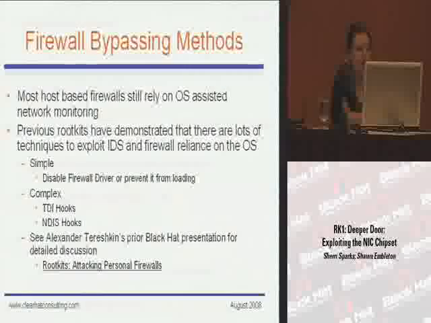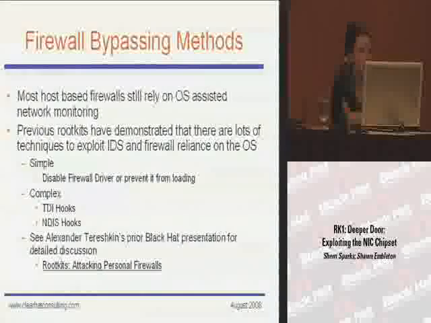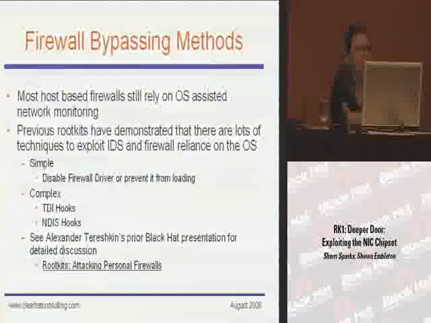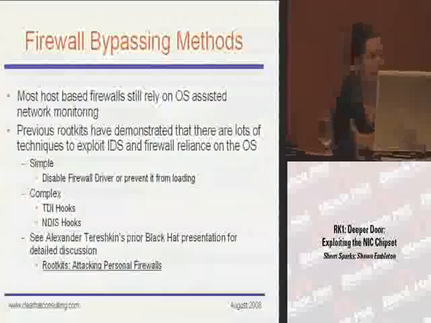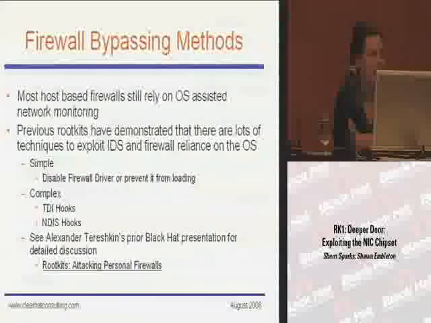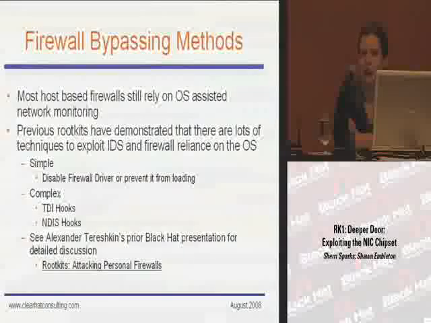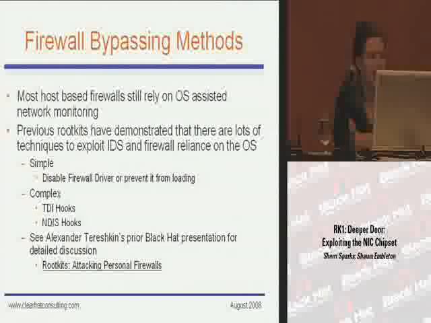So most host-based firewalls still rely upon OS-assisted network monitoring. And by that, we mean they either hook into the TDI or the NDIS interface levels. Previous rootkits have demonstrated that there's lots of techniques to exploit this reliance upon the OS. These techniques can range from simple techniques, like disabling a firewall driver or simply preventing it from loading, to complex hooks in either the NDIS or the TDI layers, which are representative of advanced rootkits like Joanna's Deep Door rootkit. Alexander Tereshkin actually gave a Black Hat presentation called Rootkits Attacking Personal Firewalls, where he details some of these methods that can be used to exploit the NDIS layer of the OS networking architecture. We're not going to go into all those details in our talk, but we would refer you to his presentation if you want more details on the NDIS type attacks.